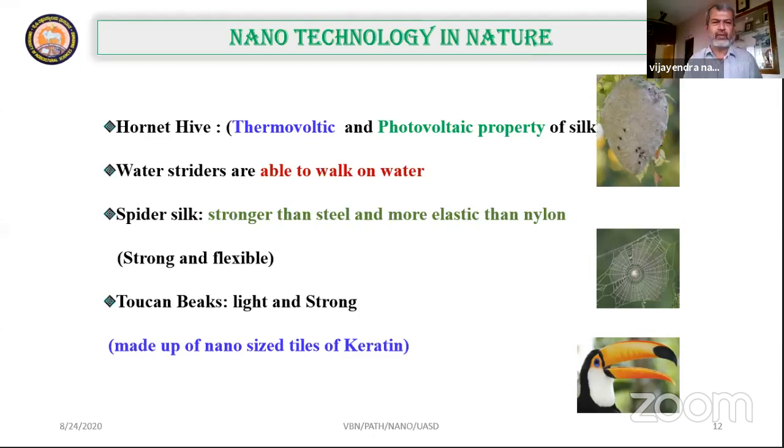Similarly, there is another example, the hornet hive. It is thermovoltaic and photovoltaic. That means a response to temperature and a response to light. Similarly, toucan beaks are so strong that they can make injury directly on the wood to create their own shelter. Equally well, spider silk is strong and flexible. So these are the things which you can find around us every day, surrounding our environment or nature.